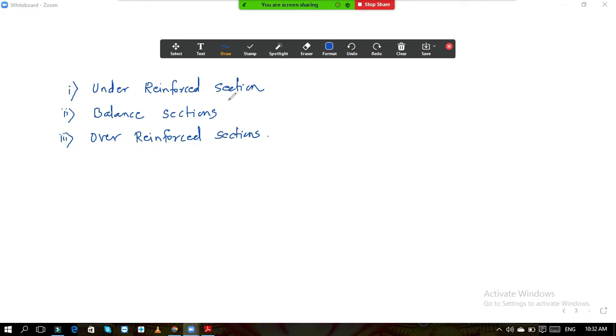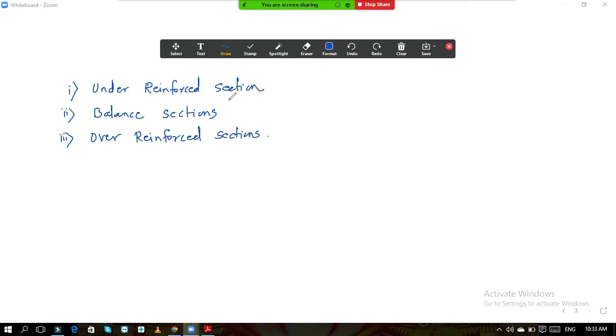We need to classify our singly reinforced beam or doubly reinforced beam in these three sections. Suppose you are designing or analyzing a singly reinforced beam, then first you need to classify under which of these three it comes. Is it an under reinforced section, a balanced section, or an over reinforced section? And the same is true for doubly reinforced sections.